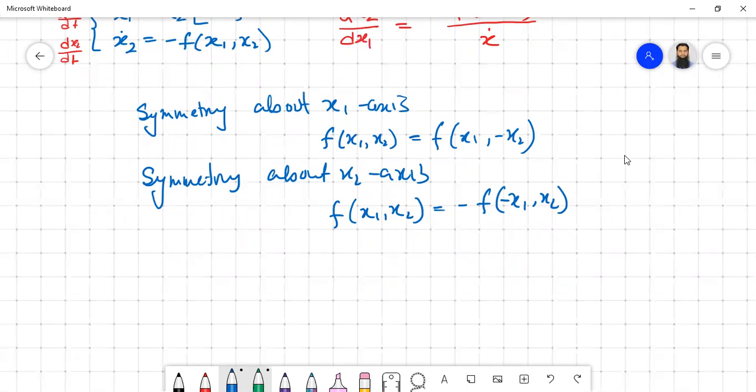Now, if it is symmetrical about the origin, then symmetry about the origin.